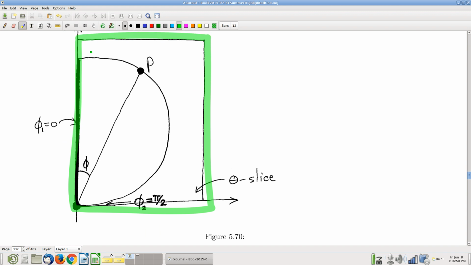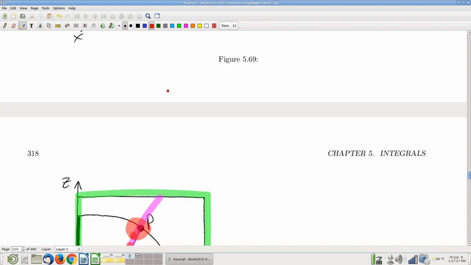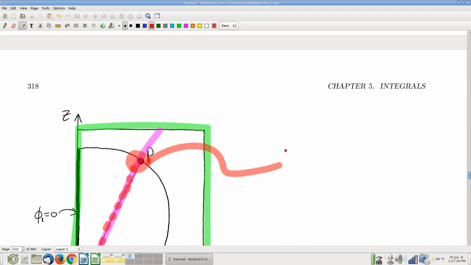Here's our theta slice. Here's our phi slice of our theta slice. What's going on with rho? Well, we start at the origin where rho is 0. We go up until we exit the slice, because notice exiting that slice is where you exit the solid.